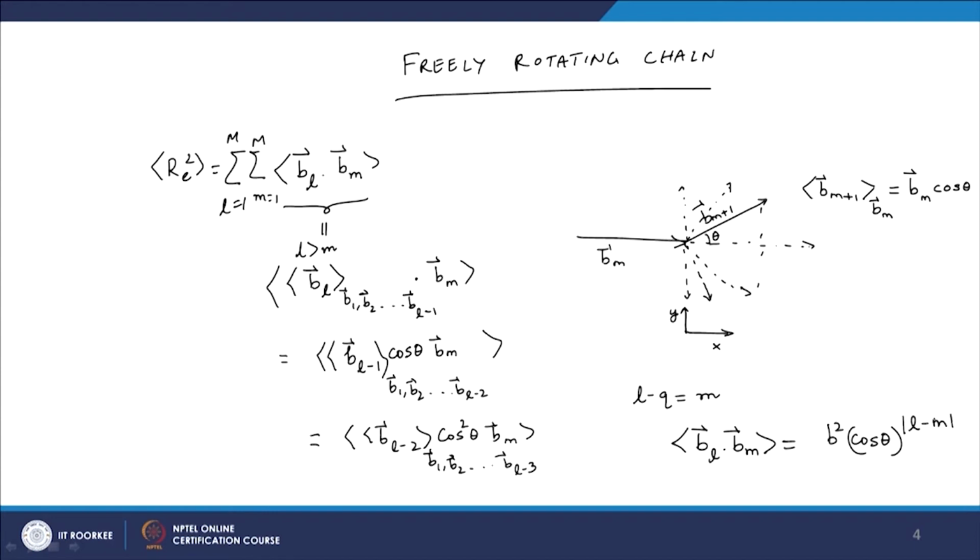Something of this sort. Now, as long as the cos theta is not equal to 1, because for cos theta equal to 1 we will have a straight chain, and in that case again there is no other conformation. But if cos theta is less than 1, then as we go to higher powers of cos theta, we will have progressively smaller values. So, as the absolute value of L minus 1 increases, basically BL dot BM decays. Okay.